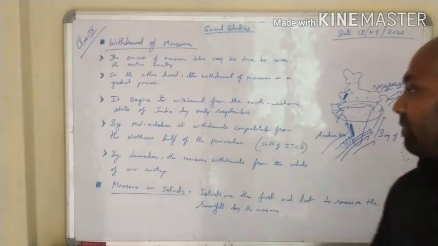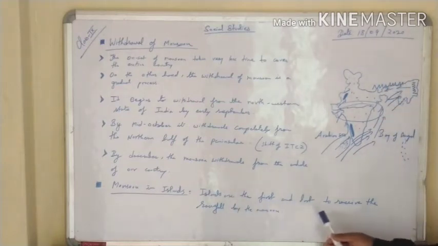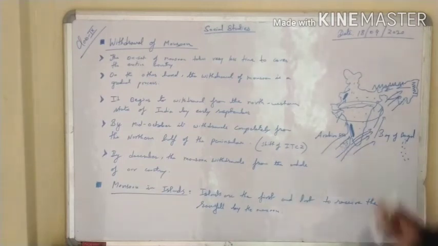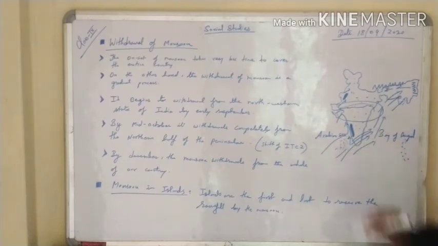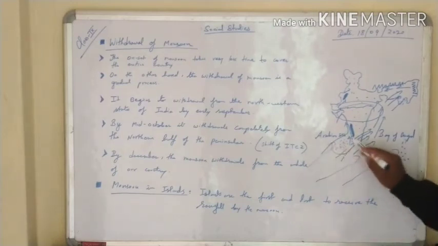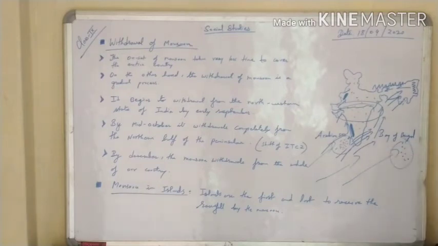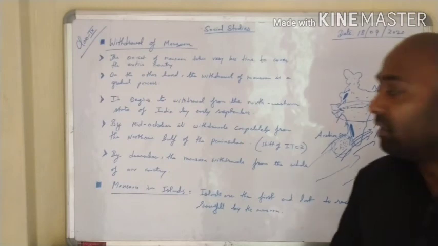Now let's talk about the monsoon in islands. When we talk about the monsoon in islands, islands are the first and the last to receive the rainfall from the monsoon. The monsoon brings the rainfall, and here lies the island of our country, Lakshadweep Island. When the wind blows from here, obviously this island and another island here will receive the rain first. After that the country receives it, and during the time of withdrawal also, the islands will receive the last rainfall of the monsoon. So they are the first and the last to receive the rainfall.